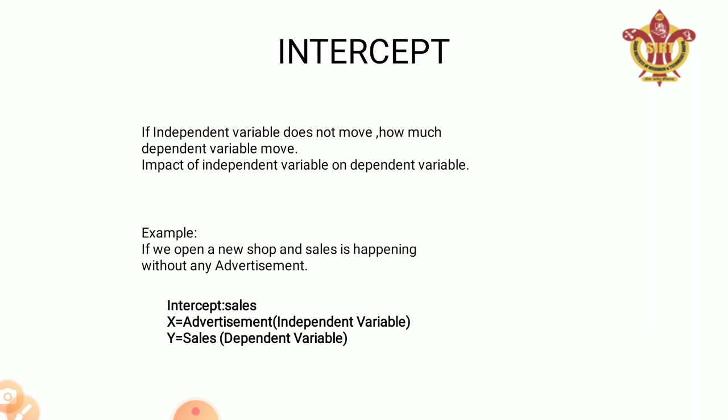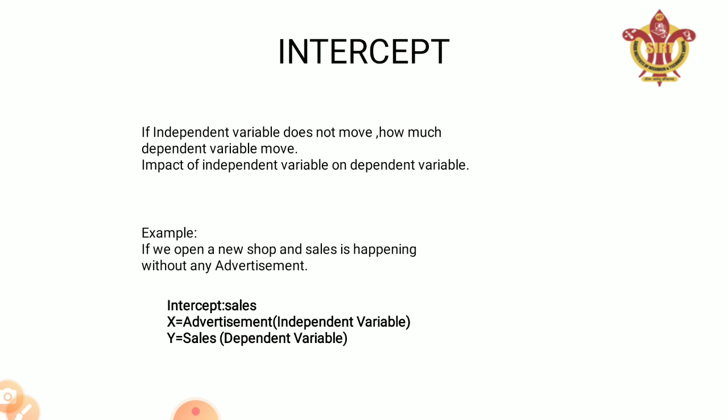Coming on to the next concept, that is intercept. What does it indicate? If the independent variable does not move, how much does the dependent variable move. You can simplify it by saying that the impact of the independent variable on the dependent variable is the intercept. In simple words, it is how much impact an independent variable has on the dependent variable. Now we are considering a small example.